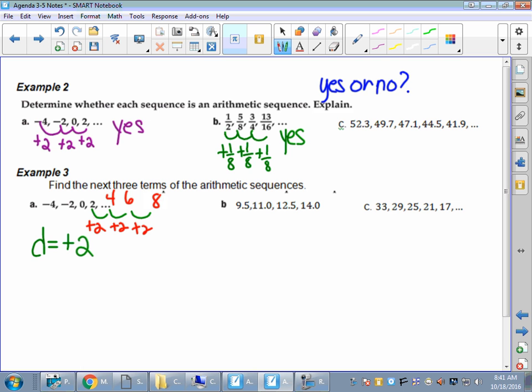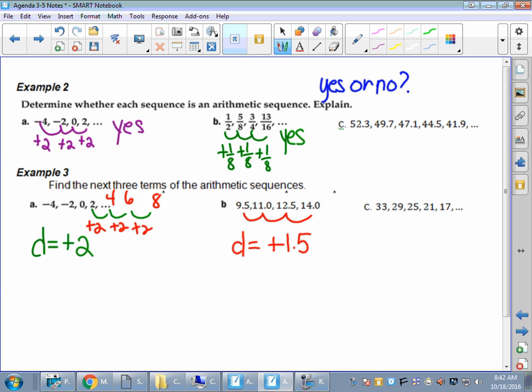In that one, we already found the common difference. In B, we didn't find the common difference yet. So to get from 9.5 to 11.0, get from 11.0 to 12.5, what is our common difference? How are we getting from one term to the next? Another adding one. It looks like we're going up 1.5 every time. Again, if I didn't know, I'd go to my calculator. I take the 11.0 minus 9.5. I take the 12.5, subtract 11.0. So always the second term minus the one before it.